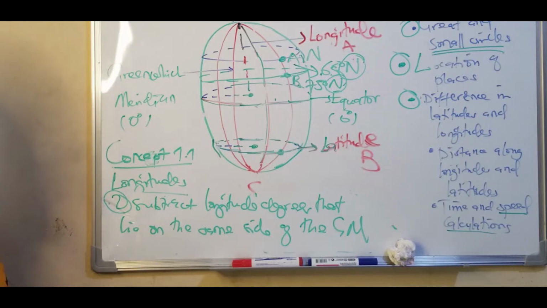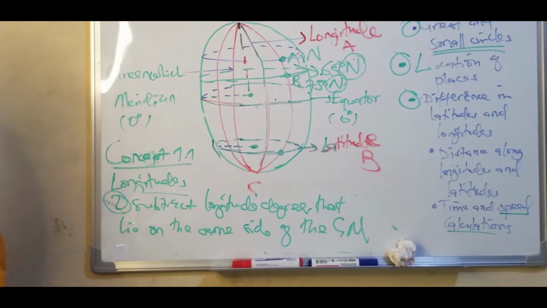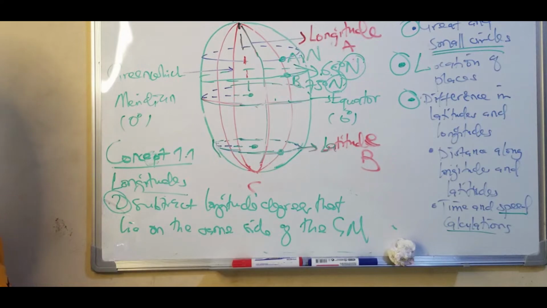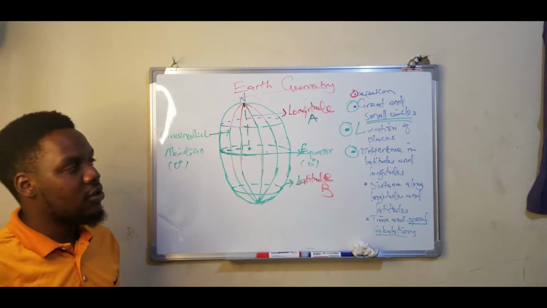So I'll go through again. You subtract those values that lie on the same side of the Greenwich meridian or on the same side of the equator. Then you add those points that lie on opposite sides of the equator, or of the Greenwich meridian if you're talking about longitudes.